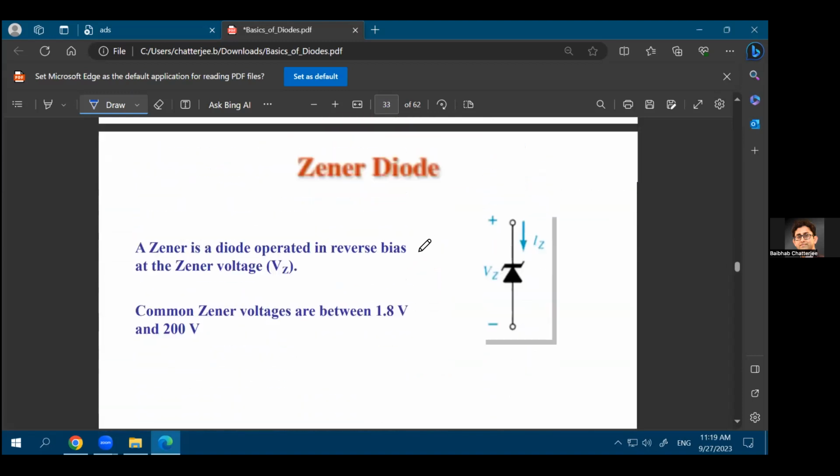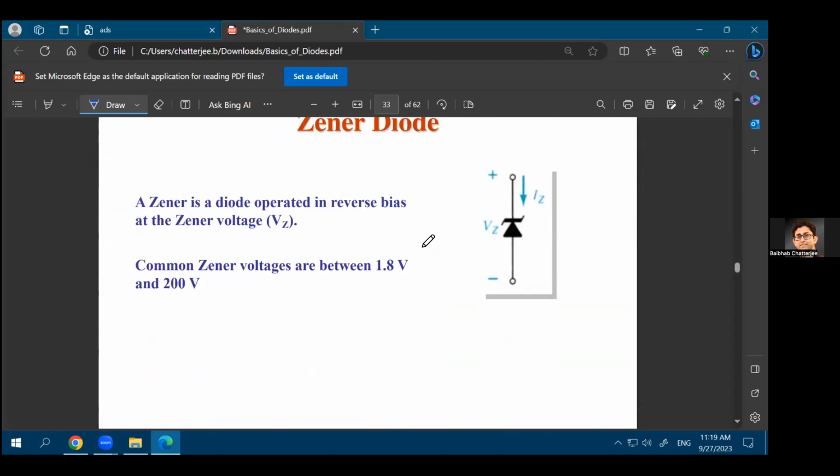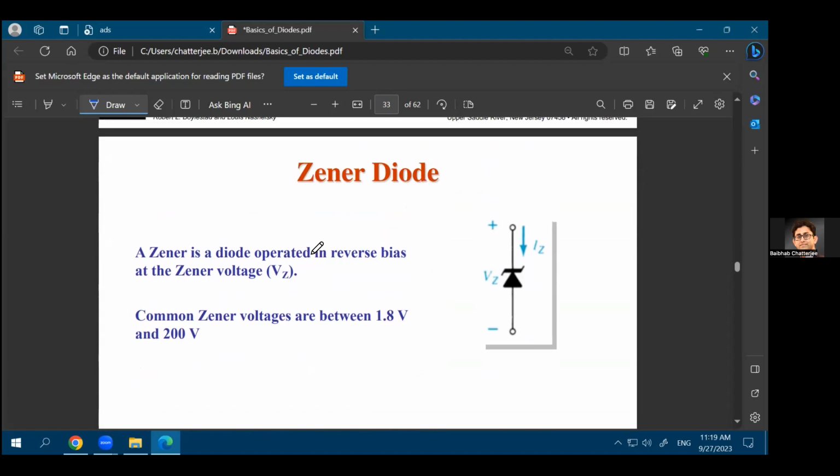We have already talked about Zener diodes, which is a diode that is operated in the reverse bias region. And common Zener diode voltages are about 1.8 volts to 200 volts. So that's the Zener breakdown voltage for most of the common Zener diodes.